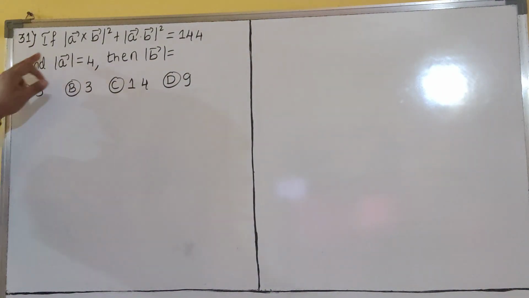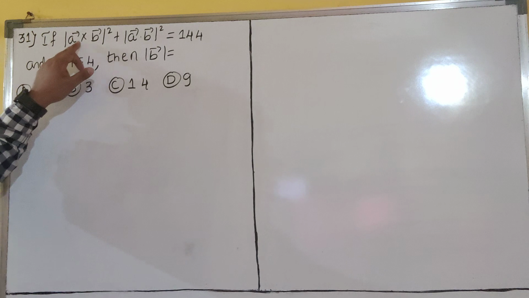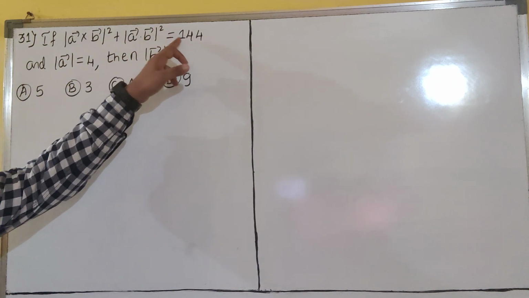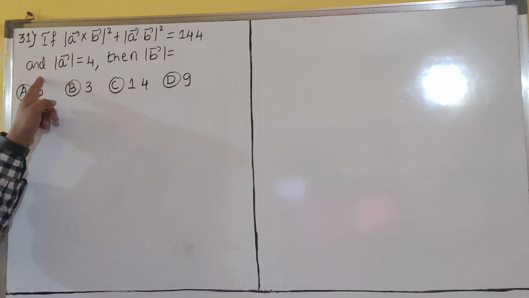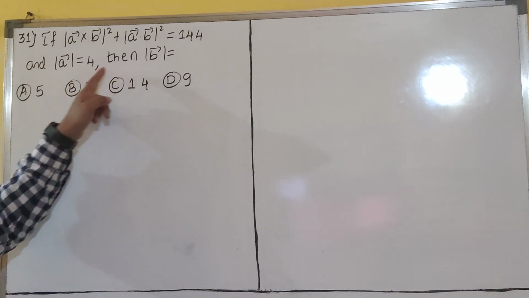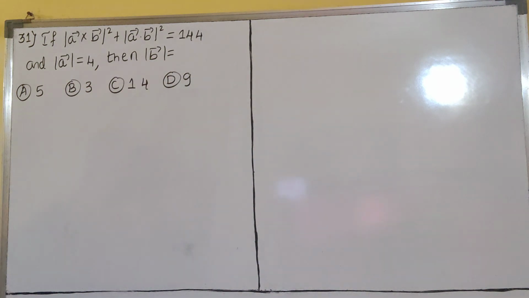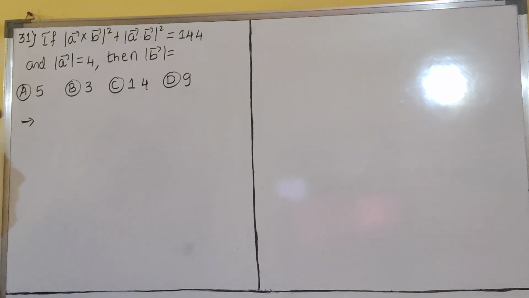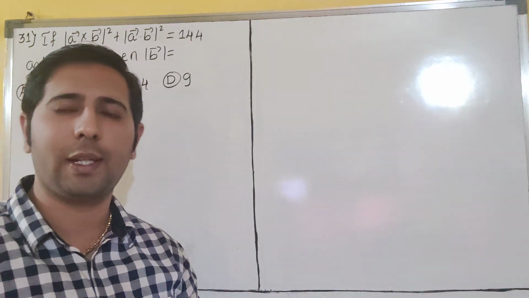Question number 31. If magnitude of A cross B whole square plus magnitude of A dot B whole square is equal to 144 and magnitude of vector A is equal to 4, then magnitude of vector B is equal to what? Very simple question, dear students. Easily you can solve. See how much they are making us confused, dear students.